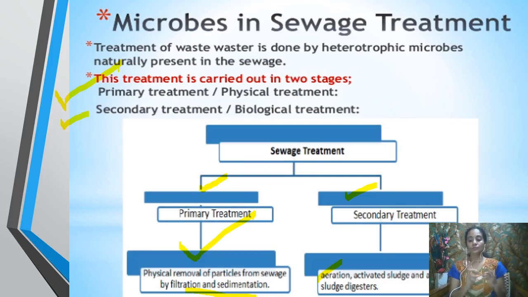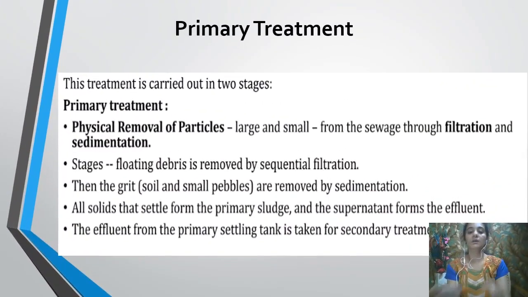So we have to go in two steps. The first step is the primary treatment, or you can call it a physical treatment, and the second one is the secondary treatment, or you can call it a biological treatment. Okay, clear? Now let's see one by one what comes under each. So the first one is the primary treatment that we already told. It is a mechanical separation.